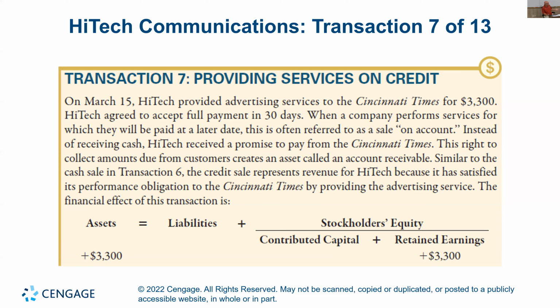But now they're promising to pay us later. Now people owe us money. So that is an accounts receivable. Meaning we're going to receive this money sometime in the future, which is also a current asset. So to balance out our equation here, we are raising our assets by $3,300.